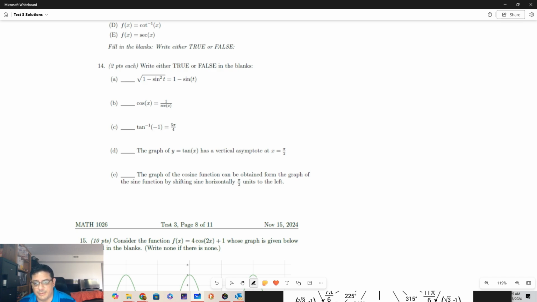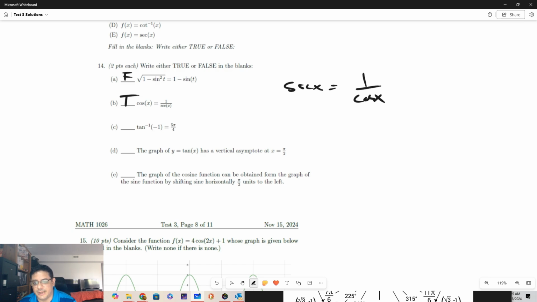The square root of 1 minus sine squared is false. We cannot distribute the root in each of the components, so this is false. Cosine of x equals 1 over secant of x is true, since secant of x is actually 1 over cosine. So we can flip the positioning, and it's done.